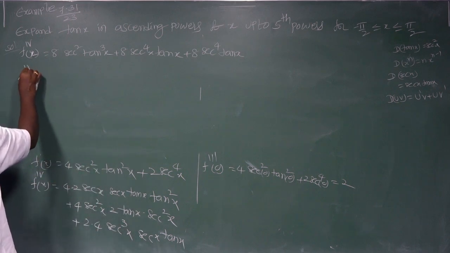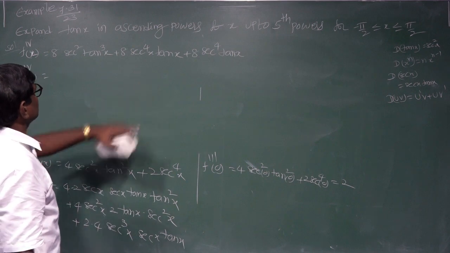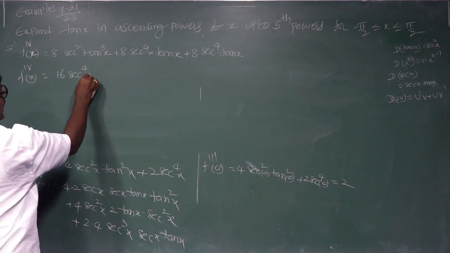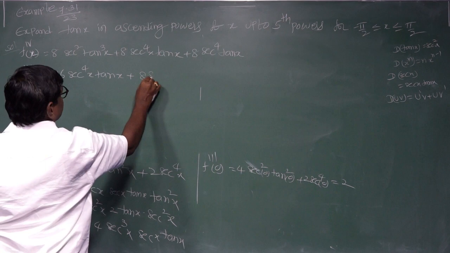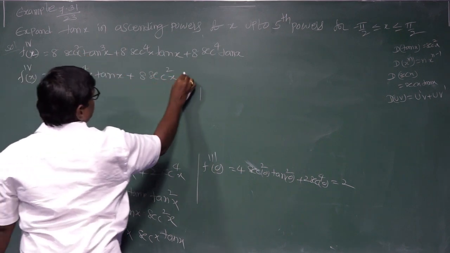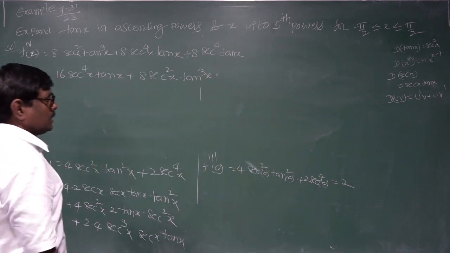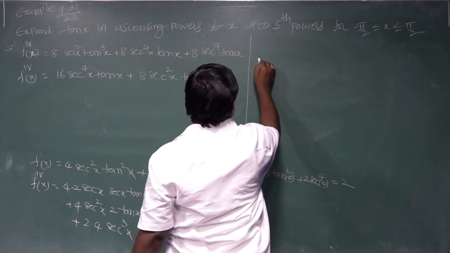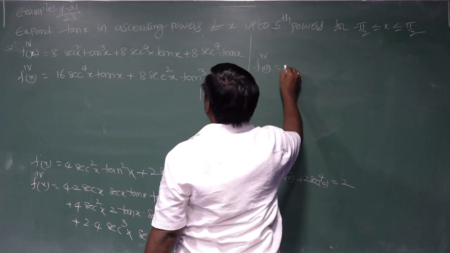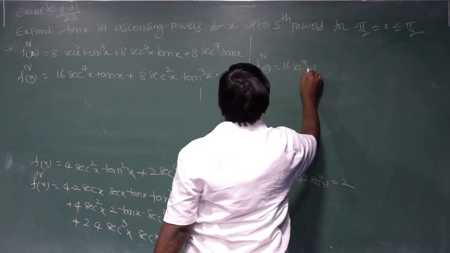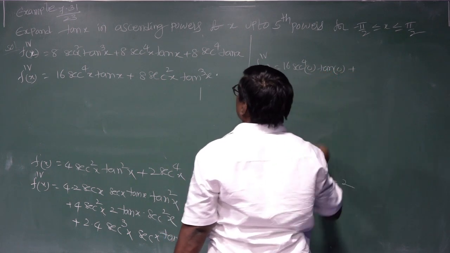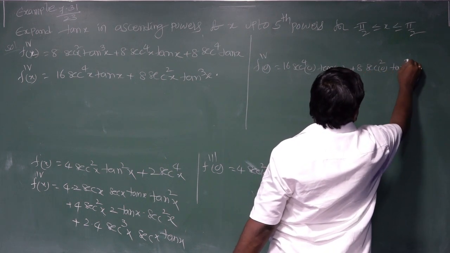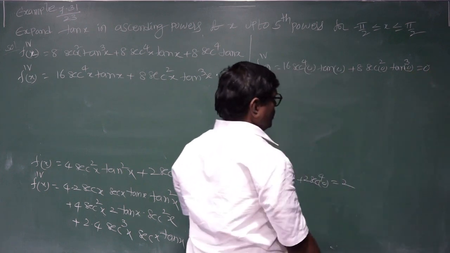This is f^(4)(x) equal to 16 into secant^4 x tan x plus 8 into secant square x into tan cube x. Now f^(4)(0) equals 16 into secant^4 0 tan 0 plus 8 into secant square 0 into tan cube 0, which equals 0.